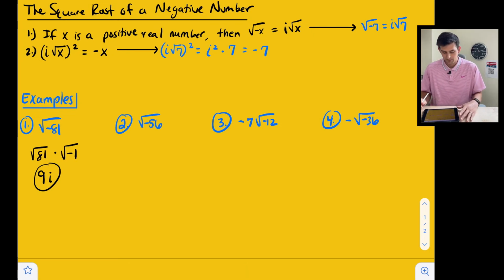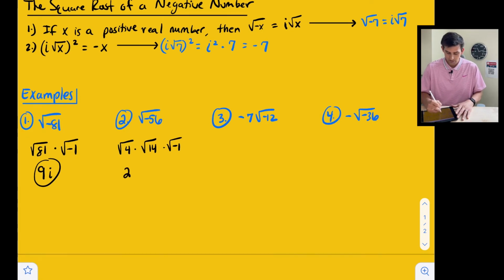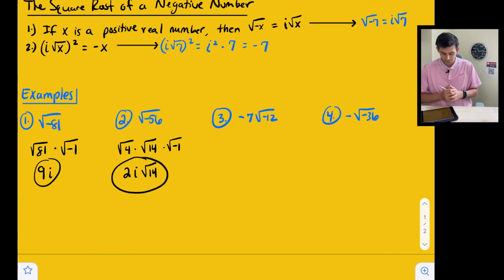Number 2, we have the square root of -56. So 56 we could think about, does it have any perfect square factors? And it does, 4. So we could write this as the square root of 4, and then 4 times 14 would be 56, so the square root of 14, and then times the square root of -1. So the square root of 4 is 2, the square root of -1 is i, and then we have our square root of 14 that we can't simplify any further.